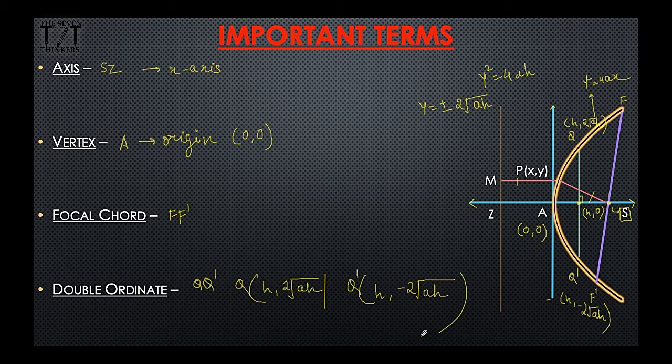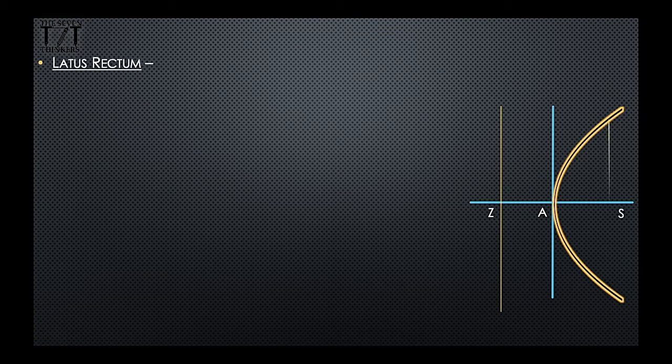So let's move on to other terms. The next term coming up is latus rectum. As you can see, the green line over here passes through the focus S. A latus rectum is a double ordinate which passes through the focus. We're going to name the ends L and L dash, and similarly as we found the coordinates for the double ordinate, we're going to do the same over here. But let's move on to the previous lecture.